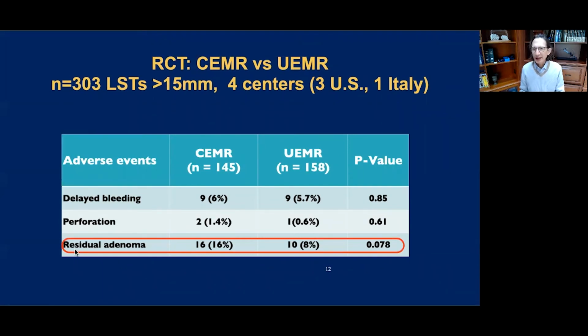But if we look at the residual adenoma rate, it was half that in the UEMR group compared to the conventional. So 8% versus 16%. Now this was just short of statistical significance, and I think is a type 2 error because of the limited patient number.